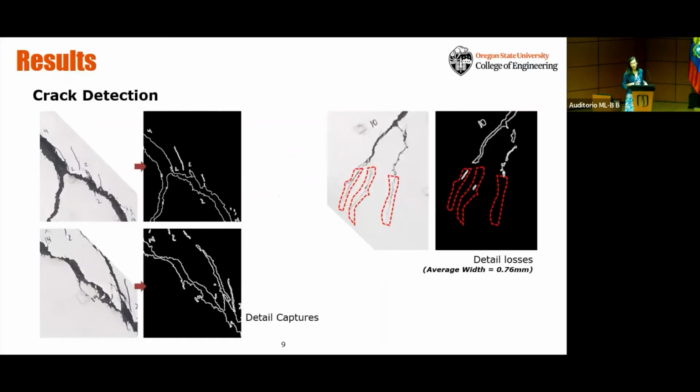Some of the details we weren't able to capture. We lost some of the details, and those are super important. The average width of those cracks was less than a millimeter. The average was 0.76 millimeter.